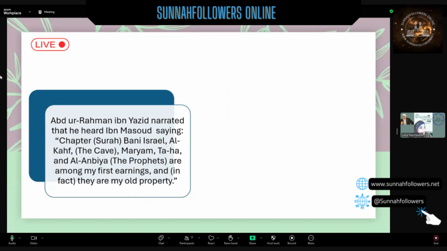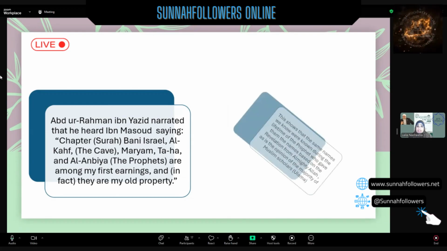We also have another hadith, which is more proof that not only did the angel Jabriel bring the revelation, but the chapter names too. It's this one from Ibn Masud, may Allah be pleased with him. Ibn Masud said, the chapter of Bani Israel, and the chapter of the cave, and Maryam, and Taha, and the chapter of the prophets are among my first earnings and are my old property. That hadith shows that those were the names of those chapters. Those names have not changed. They're still here.